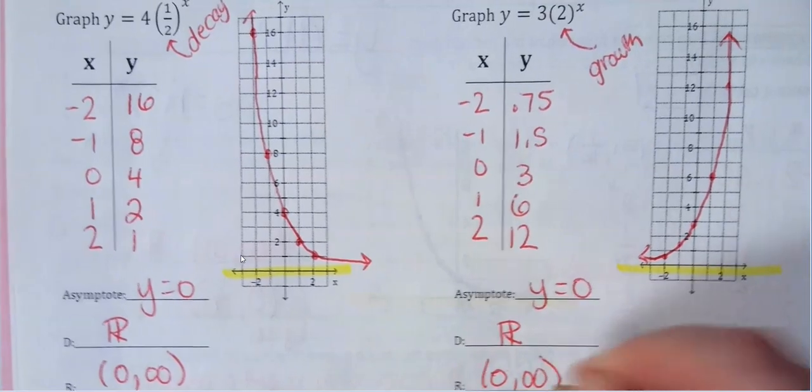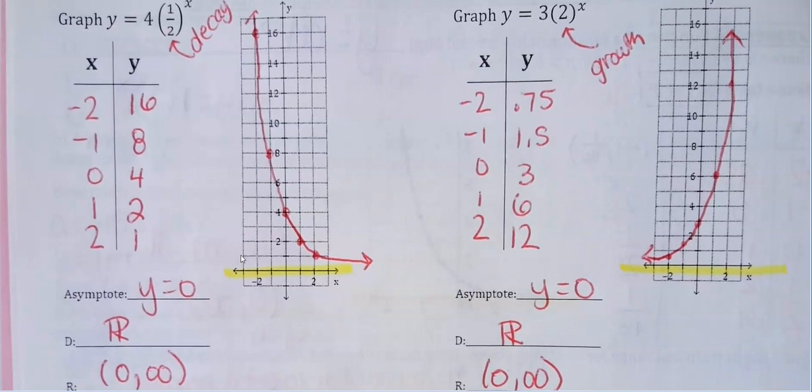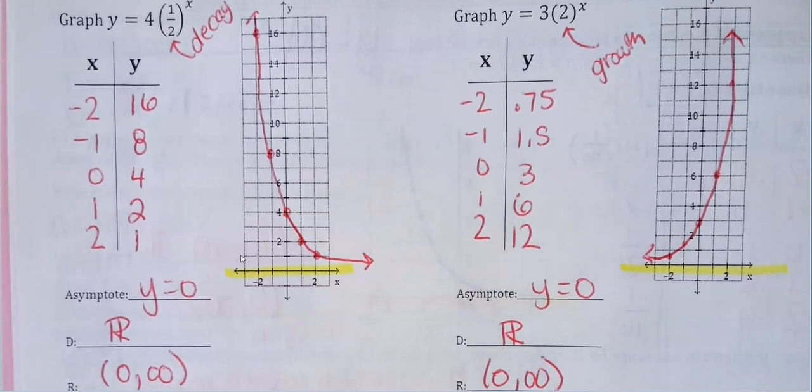Same range as the decay function. It's just going up, but it's going up on the right instead of up on the left, but it's still going up. Is anybody having a question about these 2 at the top?